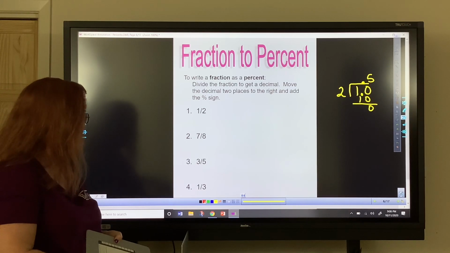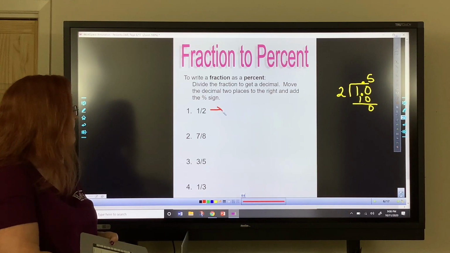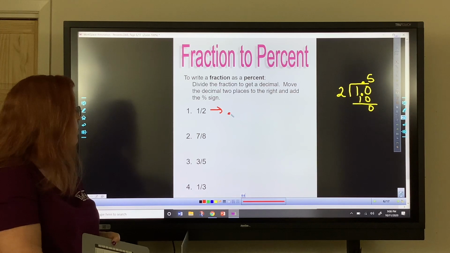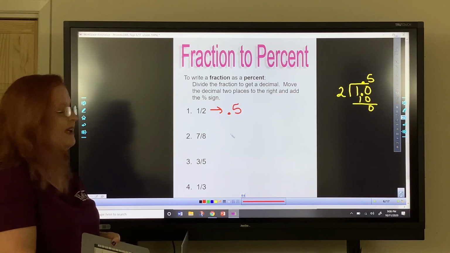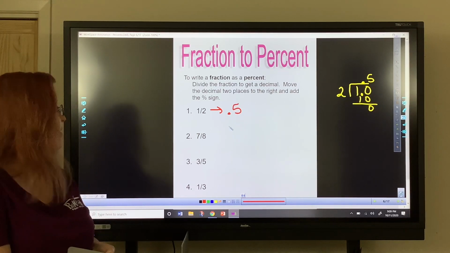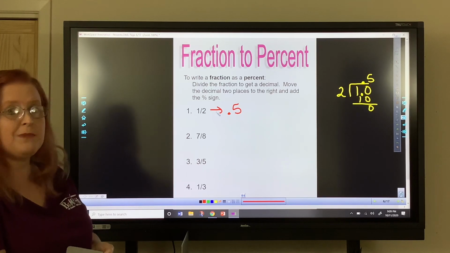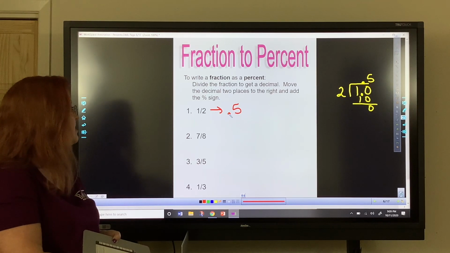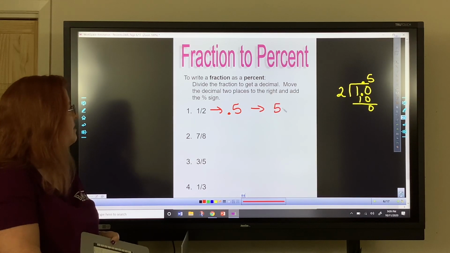So our 1/2 is equal to 0.5. And then we're applying the rule to convert a decimal back to a percent. Move our decimal 2 places to the right, and so we would get 50%.